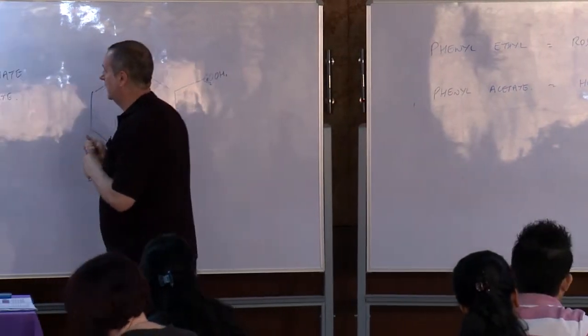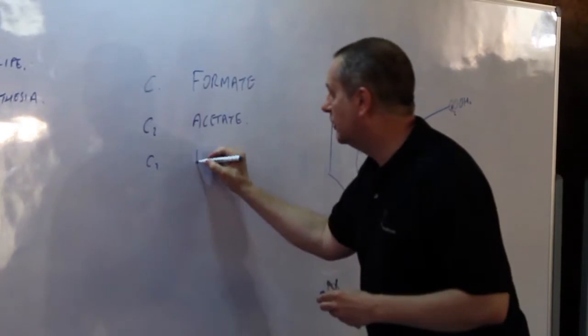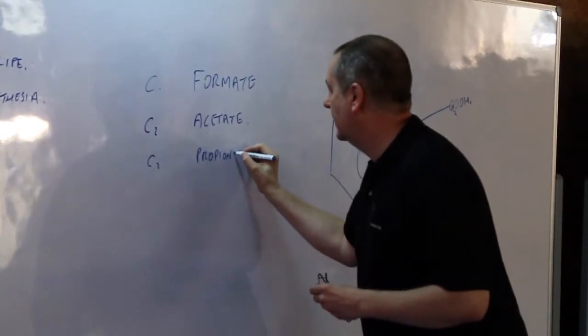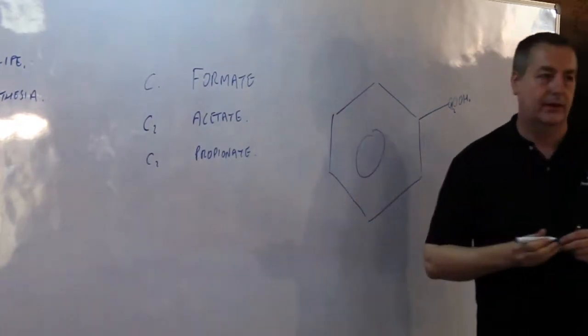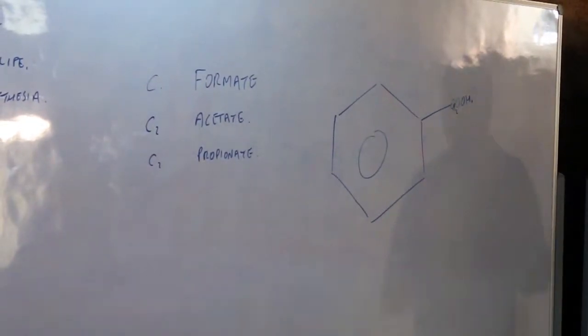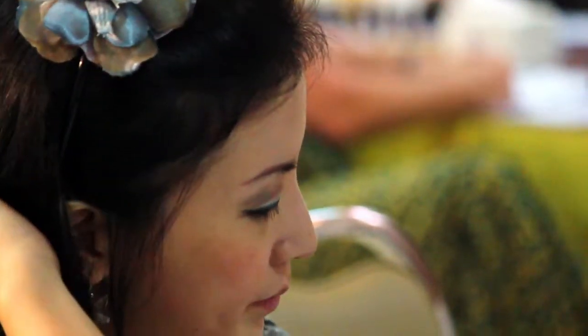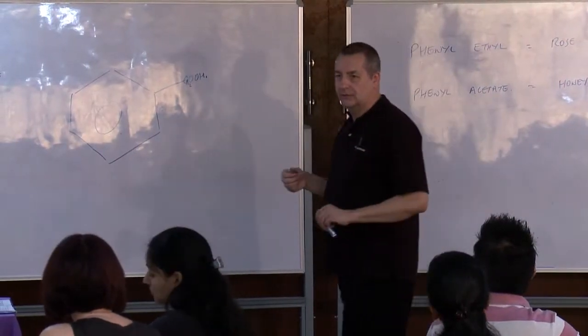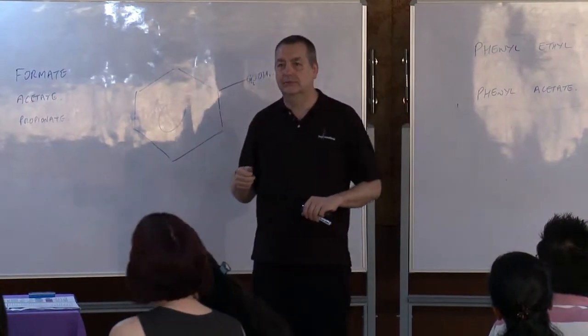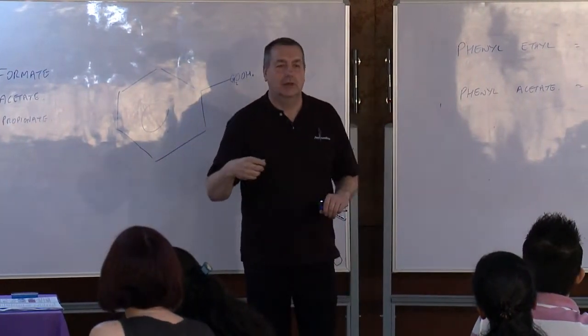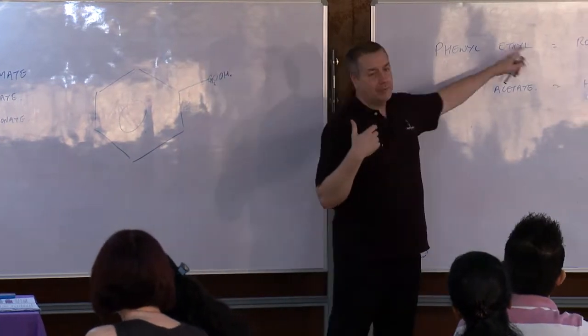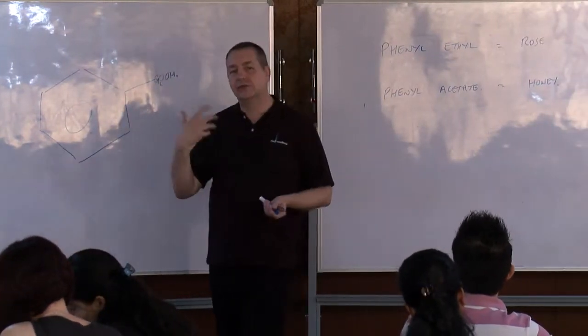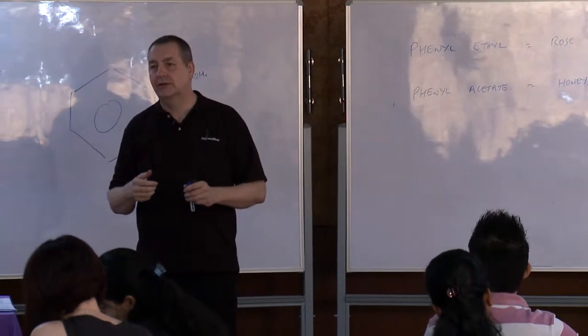The next one up is propionate. So the C3, yeah, 3 carbons. Propionate from propionic acid is a little bit sweeter than the acetate. So phenyl ethyl propionate is less fruity and a bit sweeter than the acetate.